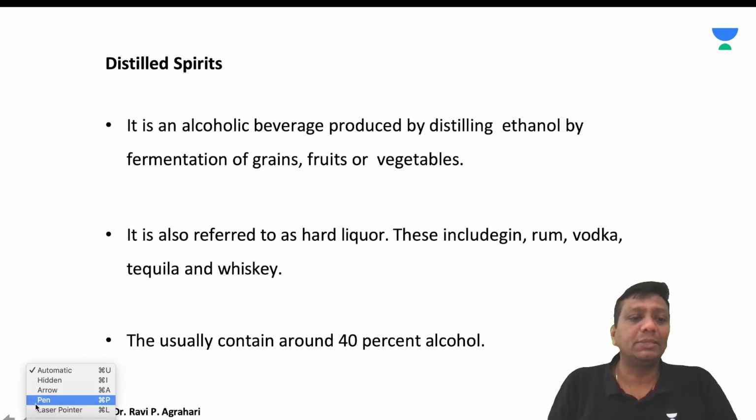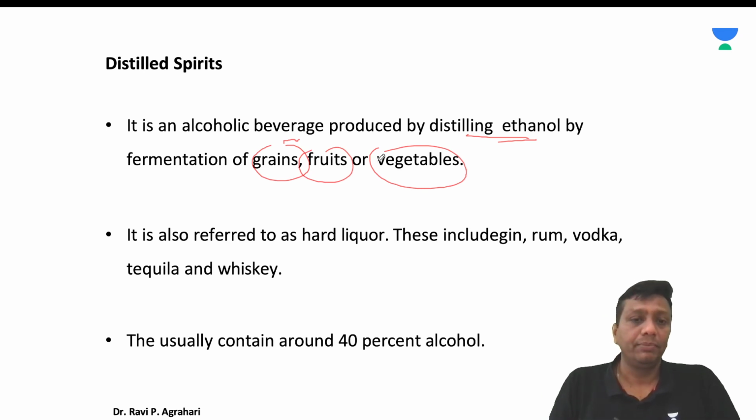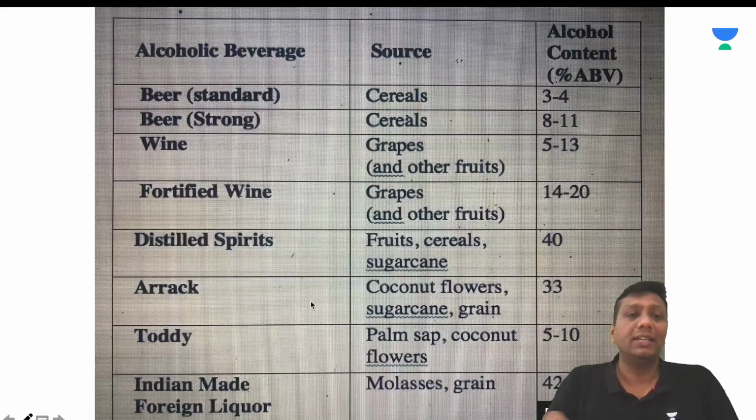What is a distilled spirit? Spirits are also alcoholic beverages produced from the distillation of ethanol. In these different types of products, different resources are used. Hard liquors are also referred to as hard liquor: rum, vodka, tequila, and whiskey. These are the distilled spirits, guys. Here the alcohol percentage is very, very high.